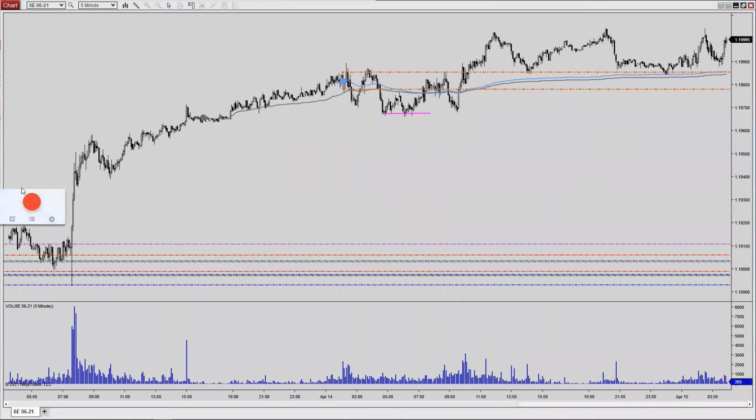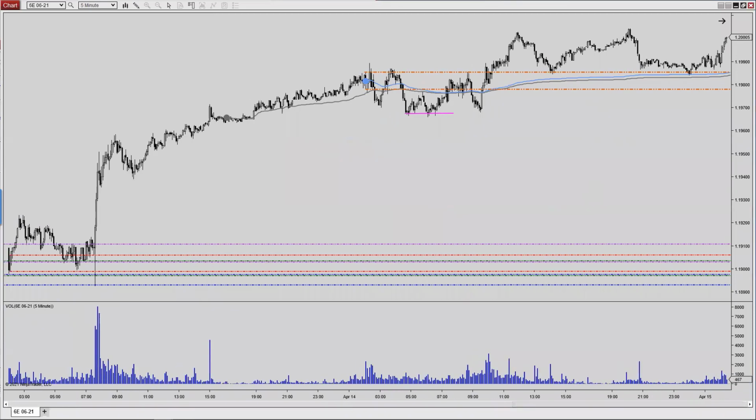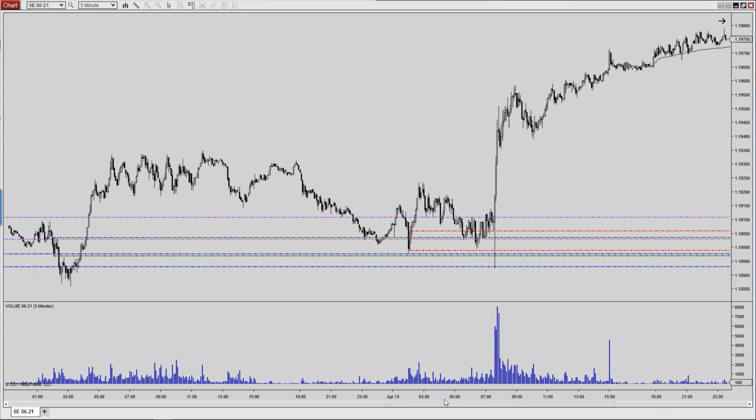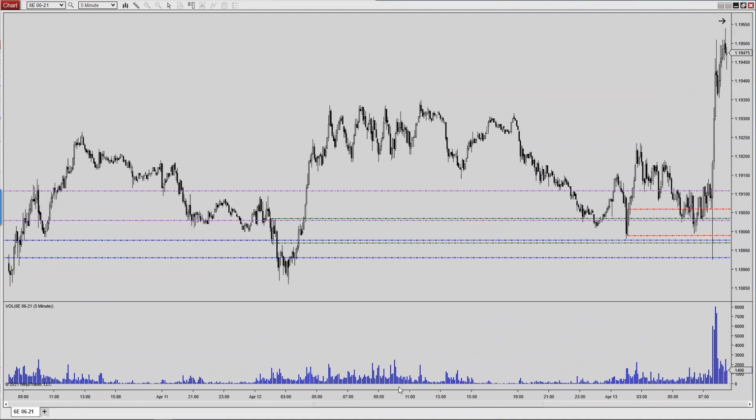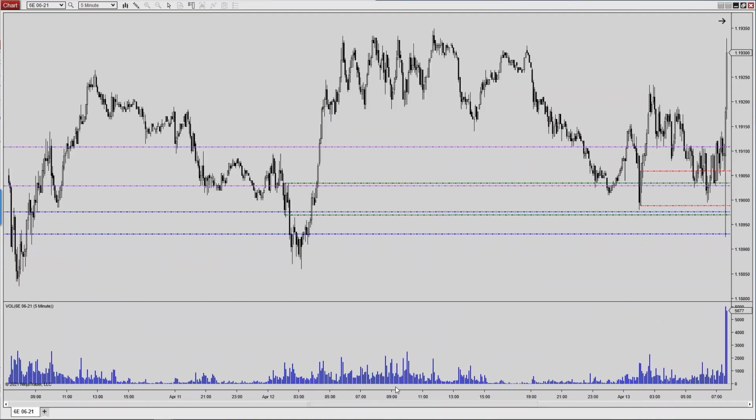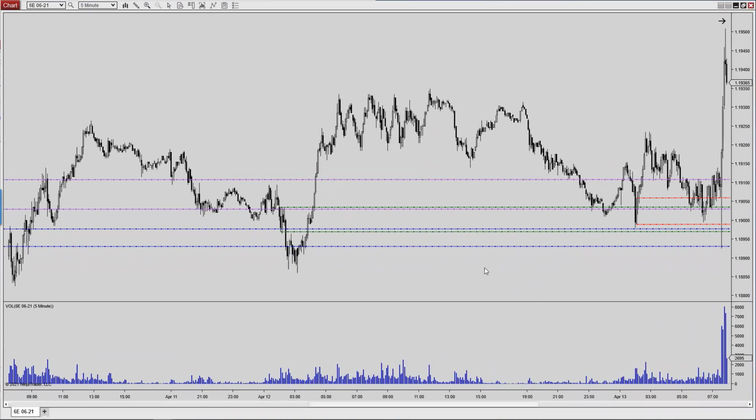Look at yesterday's open. The market went bananas on this open. If we come back in here, this is yesterday's open. Remember we talked about all that volume here? Man, the market went bananas on the open yesterday. And look at all that volume.